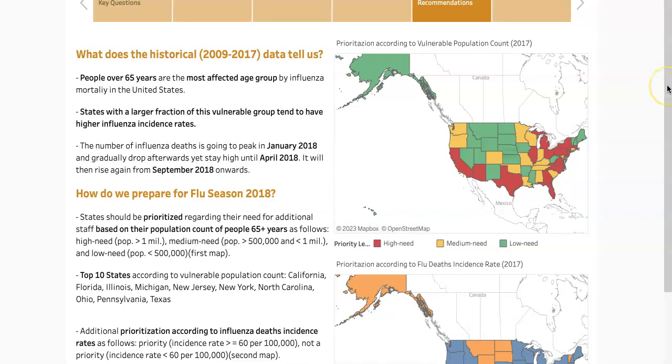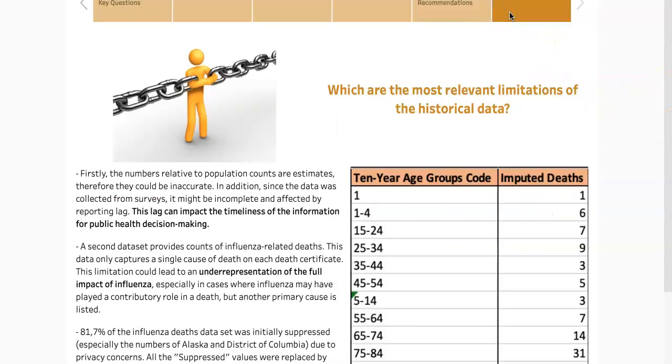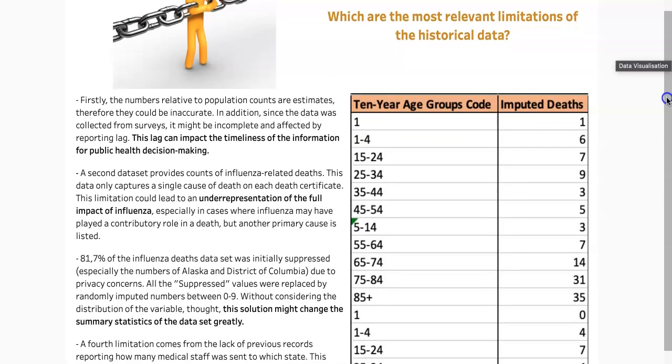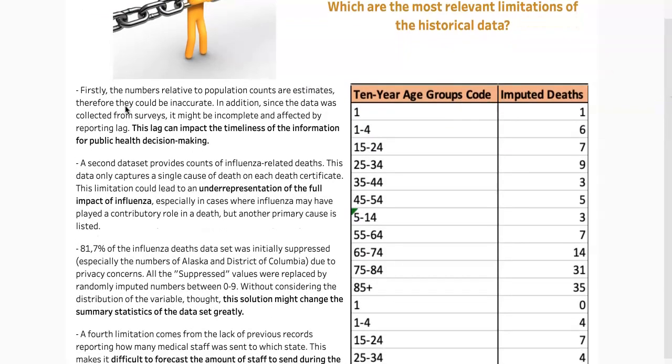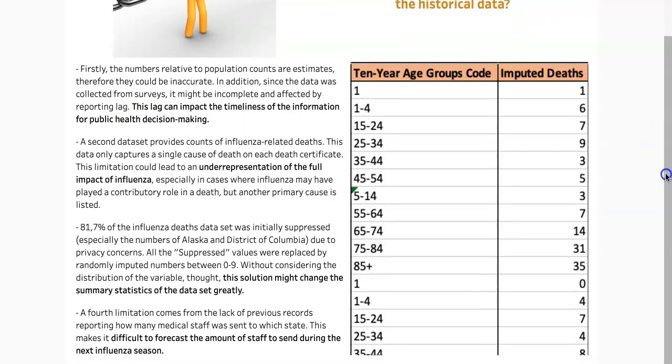So we ran this analysis using historical data. And this data comes, of course, with a set of limitations that are important to consider. The first limitation comes from using population-based estimates that may be inaccurate, as these numbers are derived from surveys, potentially leading to incomplete data due to reporting lag. Another limitation is that the dataset of influenza-related deaths may actually underestimate the true impact of influenza, as it only captures one cause of death on each death certificate.